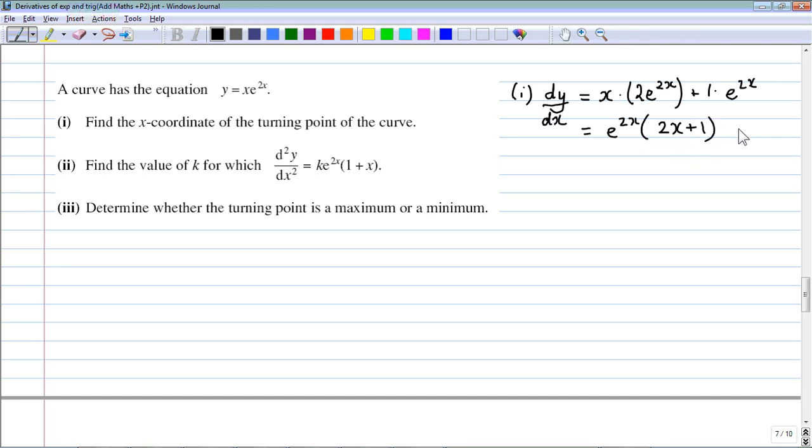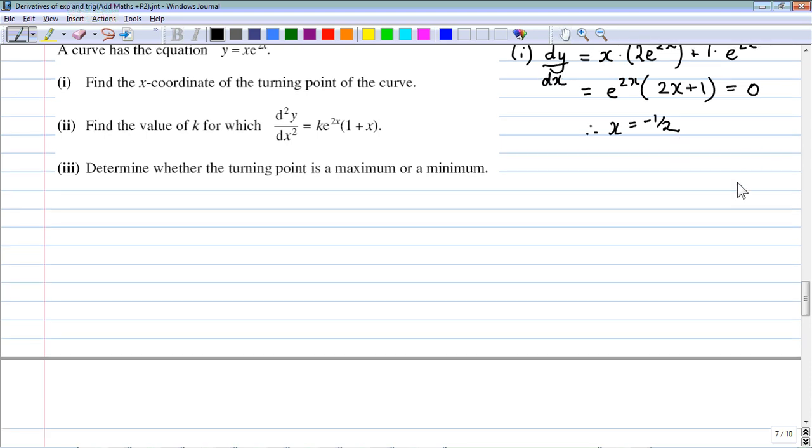Now we want to find a turning point, which means we're finding a stationary point, so dy by dx must be 0, so x is minus 1/2, and that's the answer. Now for part 2 we need to find the value of k, for which d2y by dx squared is k, and so on and so on. So part 2 we differentiate again.